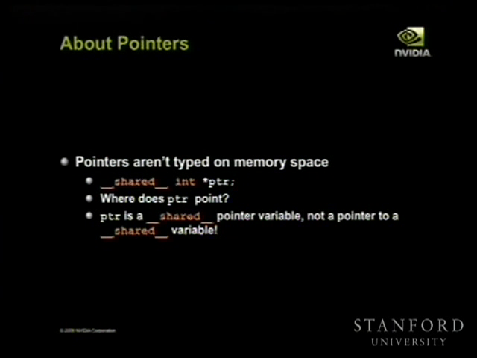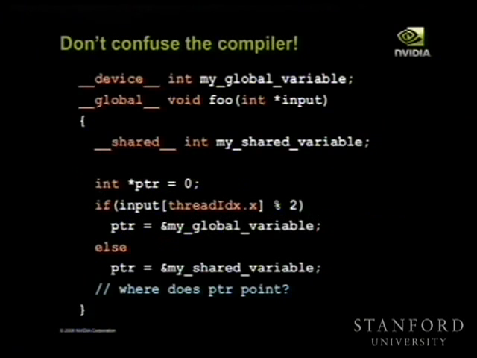So if I declare this shared int star pointer, you might ask, well, where does pointer point? So in this sort of declaration, note that the actual variable pointer is shared. It's not that we're pointing to another variable in the shared space. So that's just a note that you should make in your sort of mental model of what's going on. And then finally, please don't confuse the compiler because it will make your life miserable.